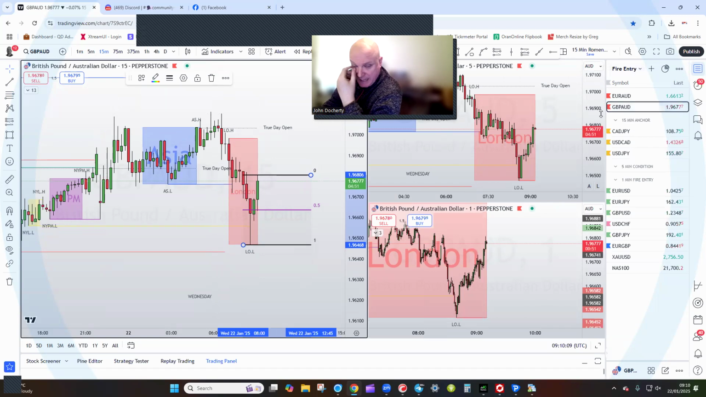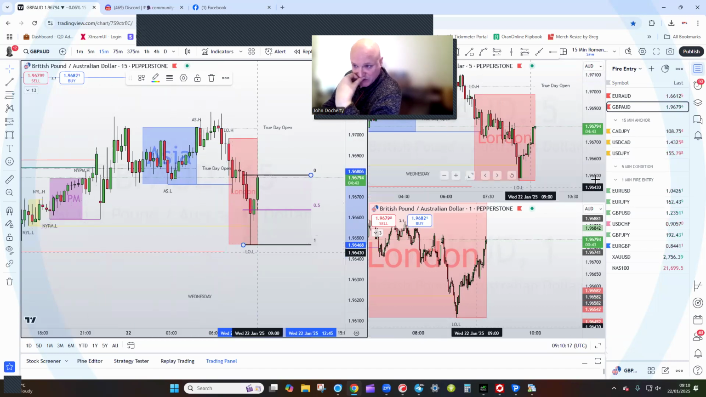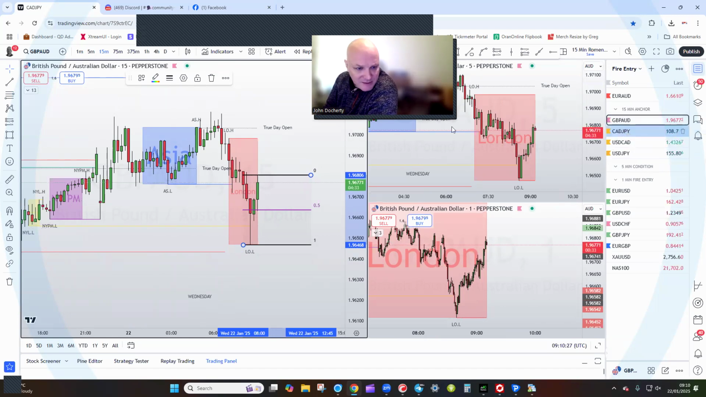So I'm going to put this on a test. I'm going to see if we can come up to 50%. I know we swept the high. We swept all the liquidity lows on here. So I'm going to put this into here and I'm going to turn it pink. Okay. And then from there, we're going to have a look at the CAD JPY.